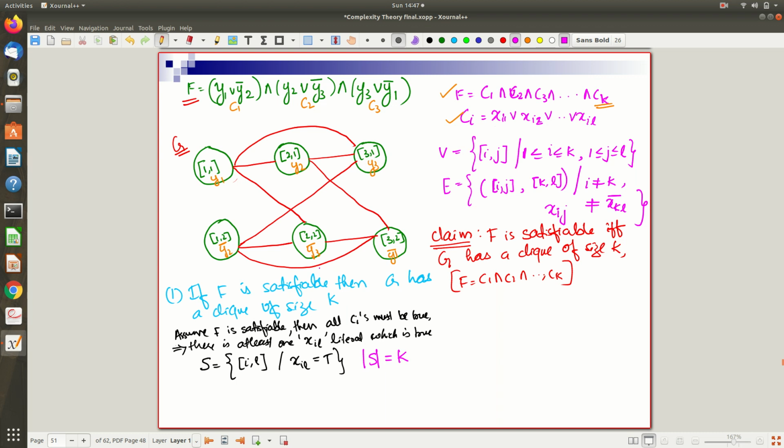Now the question is, this notation i_l corresponds to a vertex. So I have a subset of vertices. How many vertices? Some K vertices, because from every clause I am picking one vertex. So does it form a clique? If it is forming a clique, it is of size K, so that is our claim. If F is satisfiable, then we have a clique of size K, that is what we are trying to say. So we are almost done. The only thing you have to convince yourself of is that this S is going to form a clique of size K. Why is it so?